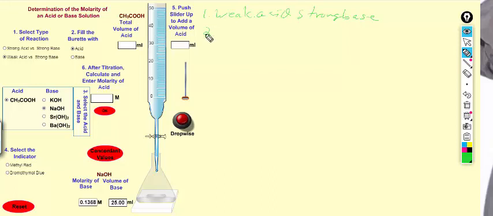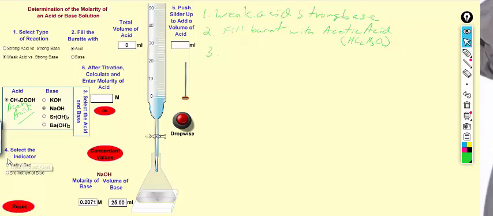Number 2, fill the burette with acid. Now there's 2 ways to spell burette. You see it sometimes with 2 T's or 1 T, doesn't matter. Fill burette with acid, and in this case acetic acid. They give you the chemical formula here for acetic acid, CH3COOH. That's one way of looking at it. The way you might be familiar with is HC2H3O2, but this here is acetic acid. It's a weak acid.